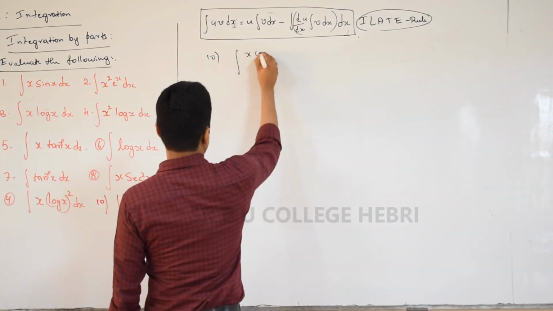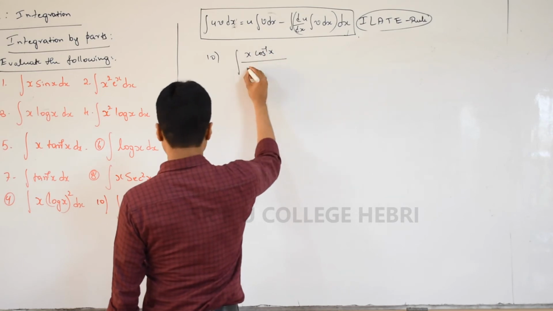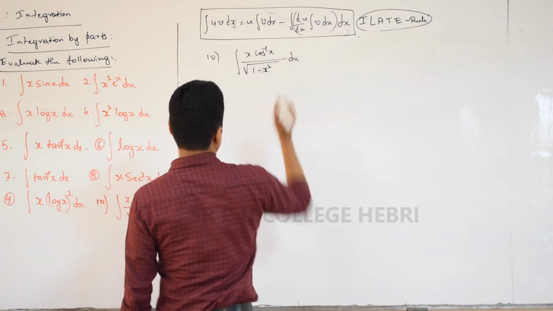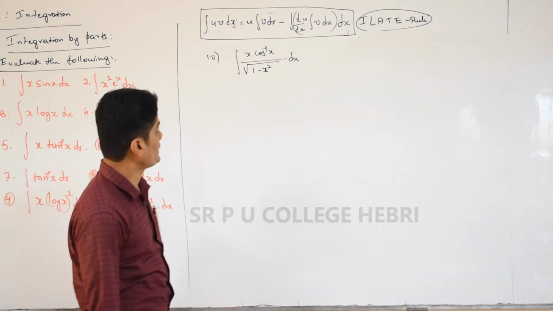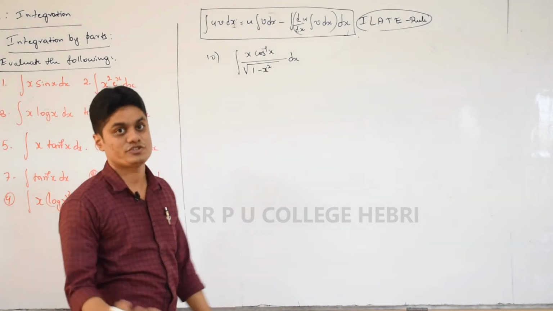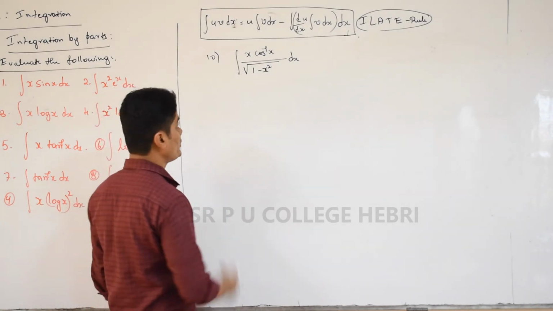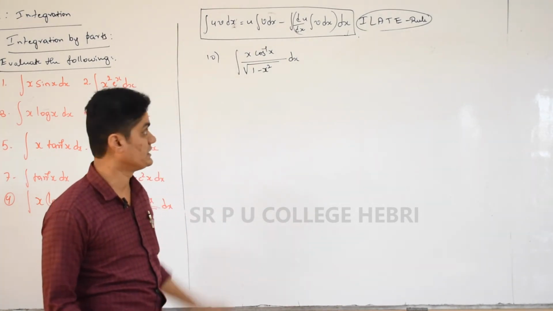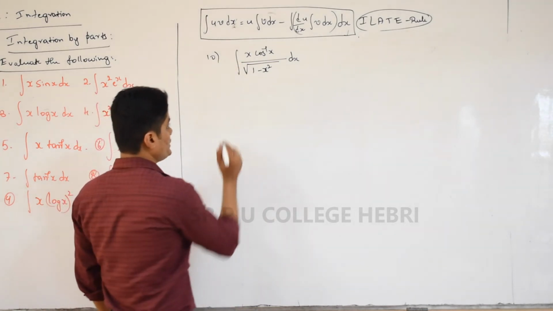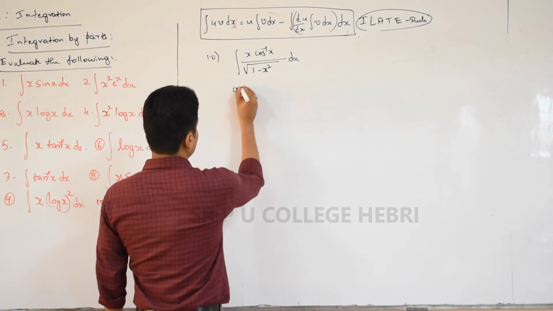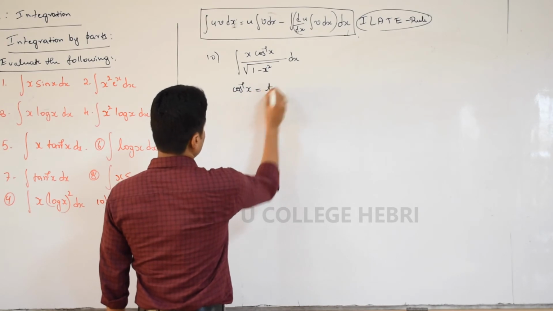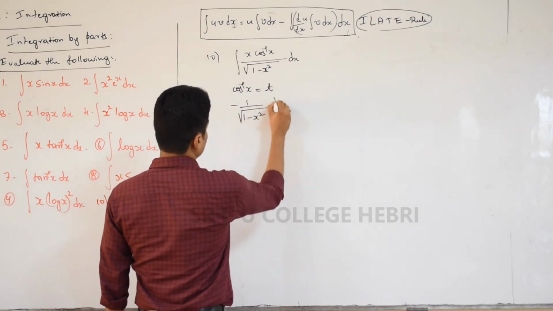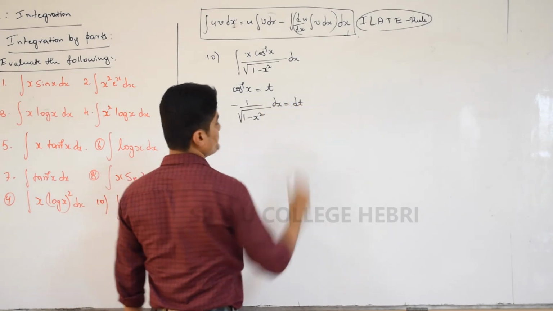Next question number 10. Observe carefully. X cos inverse of x divided by root of 1 minus x square dx. Here there are more than 2 functions as a product, right? So directly you cannot apply integration by parts. You cannot select the first function and second function like that, because there are 3 functions. So here we start with the substitution method. Observe carefully. Substitute cos inverse of x is equal to t. Then 1 by root of 1 minus x square dx is equal to minus dt.